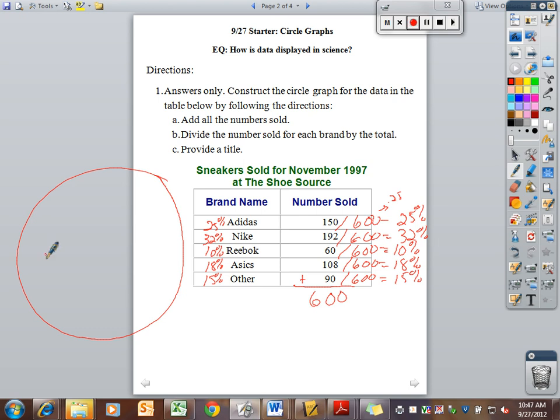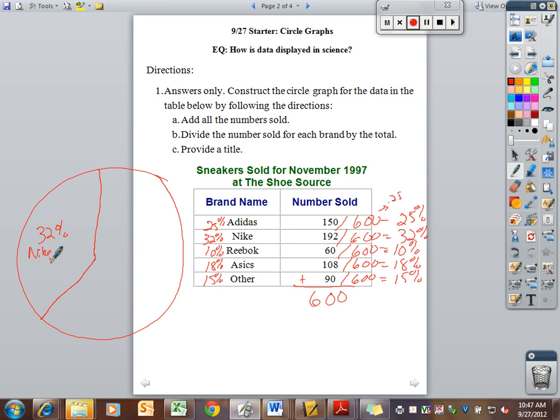Now, if we cut this in half, it gives us quarters. So this will be like a quarter. When we cut them in half, a quarter. So 32% is going to be a little bit bigger. Up to here is a quarter, so we're going to go a little bit further, about right there. That'll be 32%, and that's going to be the Nike.